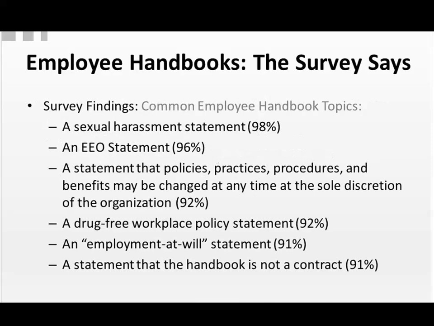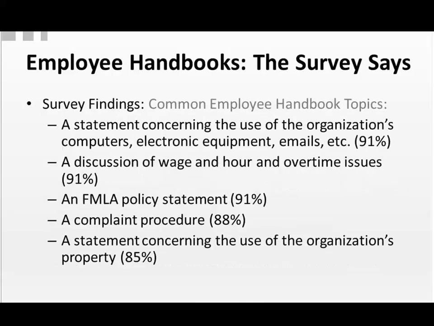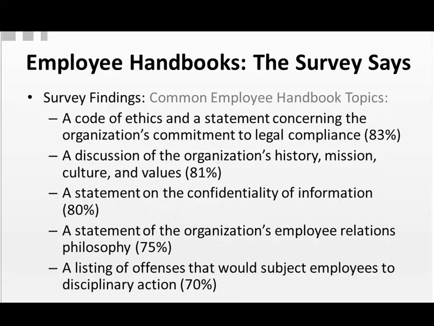And then we looked at the various issues that were included in the handbook. So we have a sexual harassment statement, EEO statement, a statement of policy, drug-free workplace policy, an employment at will policy, a statement that the handbook is not a contract. So these are the common front page issues for handbooks. And you can see most employers included these issues. Then we had issues like a statement concerning the organization's use of electronic equipment, discussion of wage and hour issues, an FMLA policy, complaint procedure, and a statement concerning the organization's use of property. So again, key issues that employers are addressing currently in their handbook.